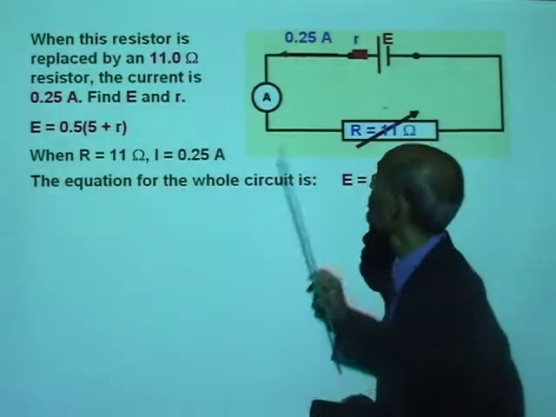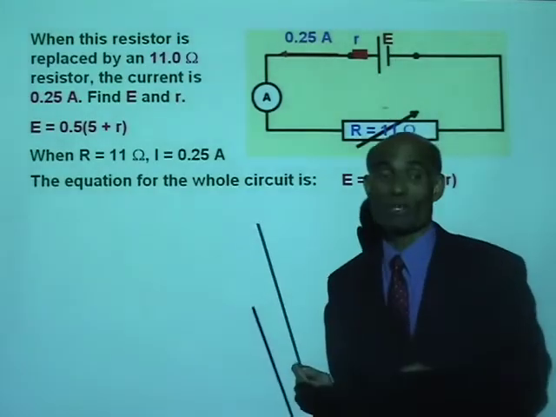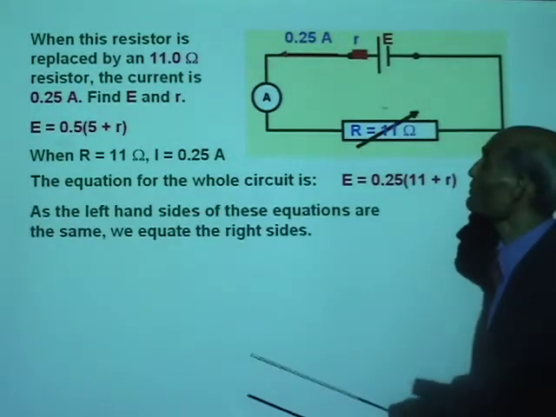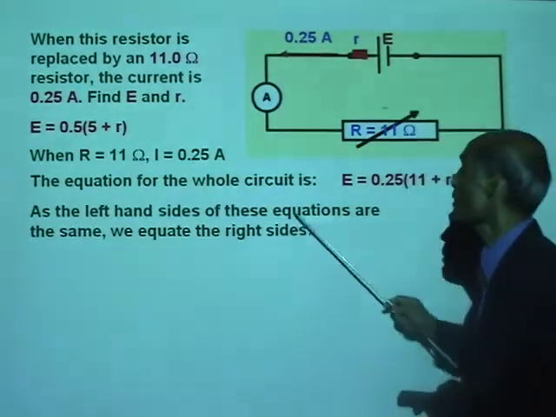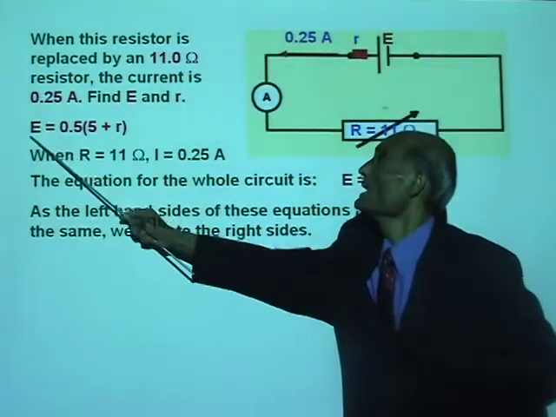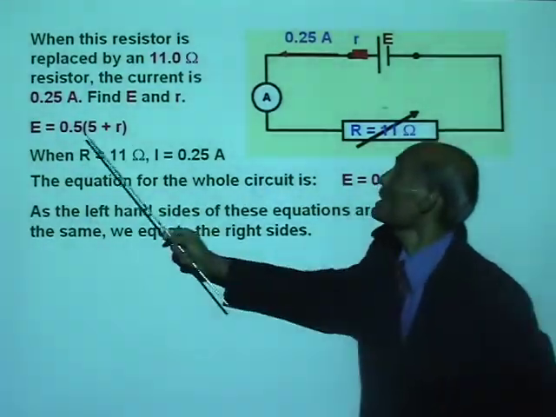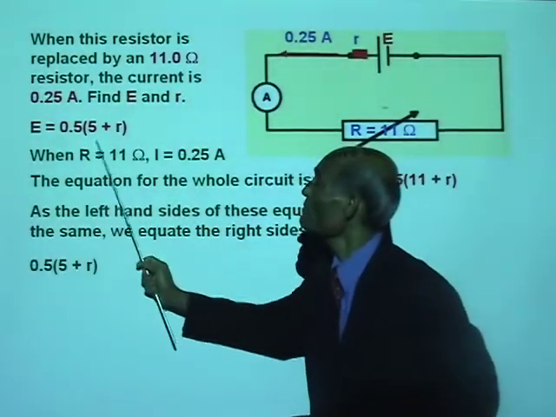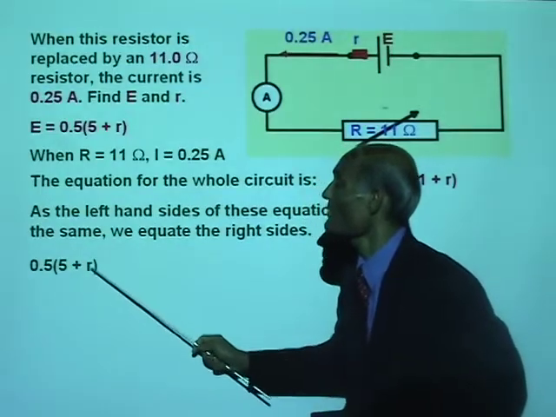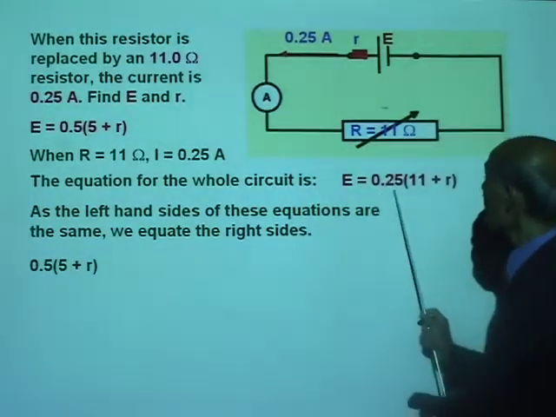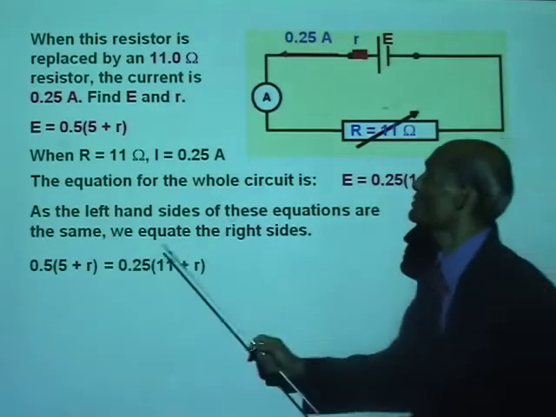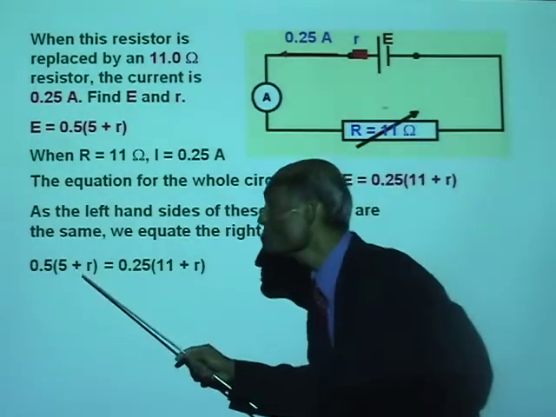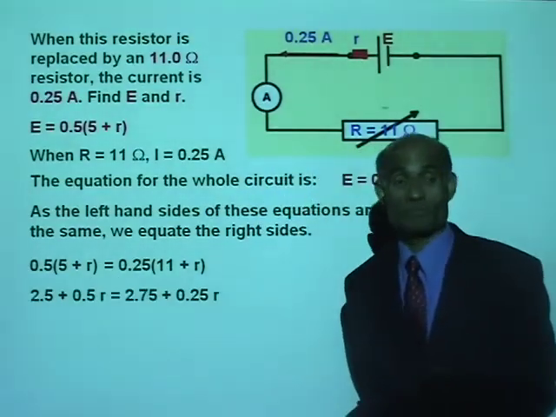Now, both equations use the same cell. That means E is the same for both. So what do we do in this case? The left-hand sides of these equations are the same, namely E, so we can equate the right-hand sides. The right-hand side of equation 1 is 0.5 times (5 plus r), and that should be equal to the right-hand side of this equation, 0.25 times (11 plus r). I can now leave this for you to solve.